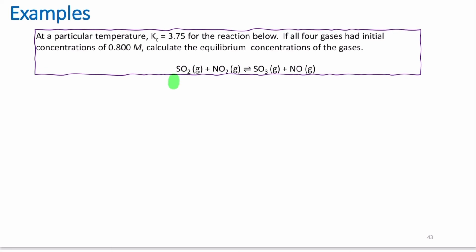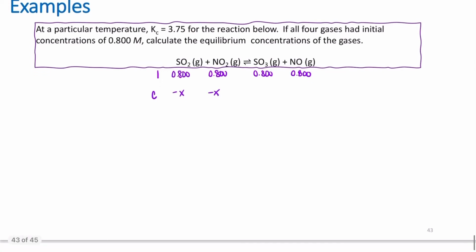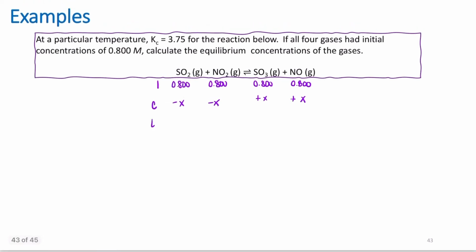So I know that we have 0.800, 0.800, 0.800, and 0.800. I know that's my initial. My change would be minus x and minus x for the reactants because there's 1 mole of each, plus x and plus x for my products because there's 1 mole of each. At equilibrium, 0.800 minus x for SO2, 0.800 minus x for NO2, 0.800 plus x for SO3, and 0.800 plus x for NO.